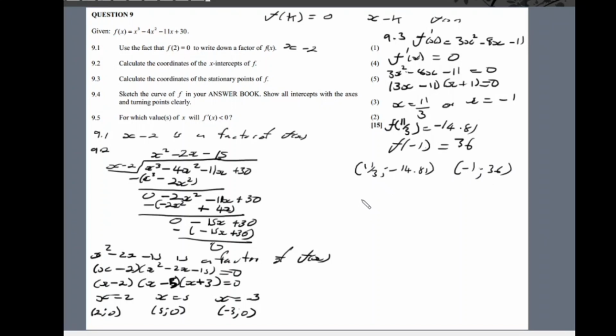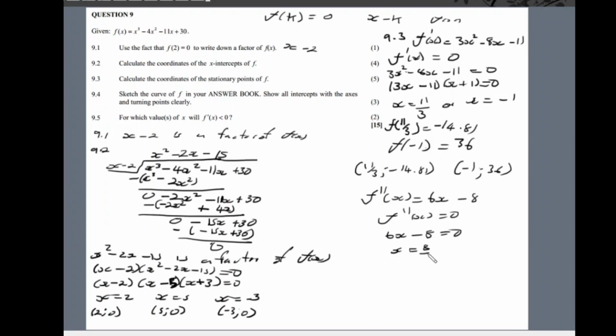To calculate the point of inflection, I'll need to calculate the second derivative, right, which is the derivative of the first derivative. So I'll differentiate this first derivative of f. So here I'll have 6x minus 8, right? And then to calculate the point of inflection, I equate this to 0 and then solve for x, right?